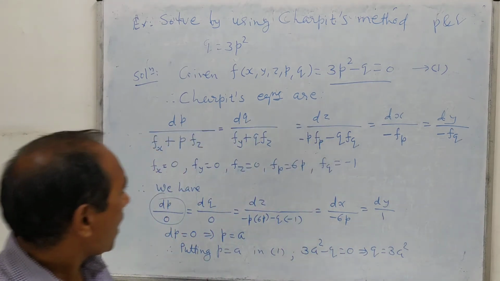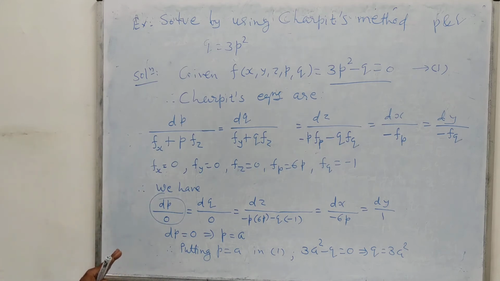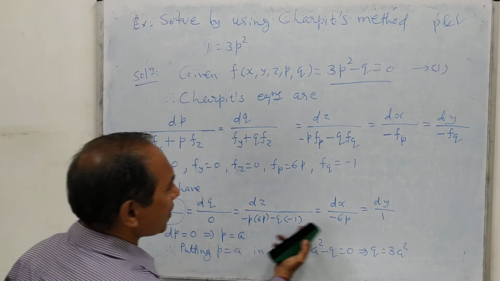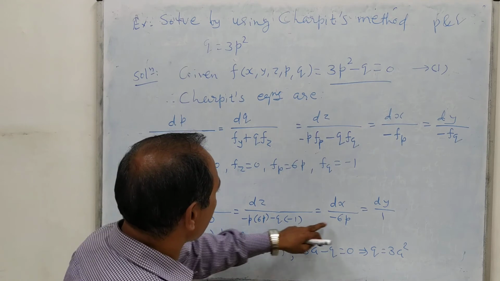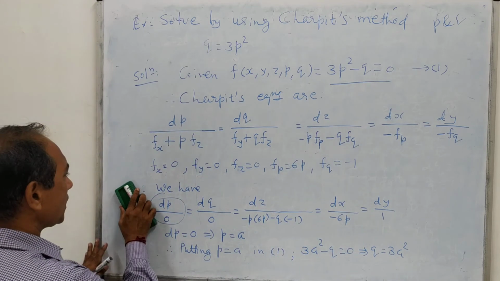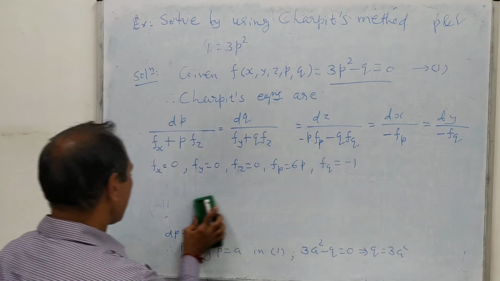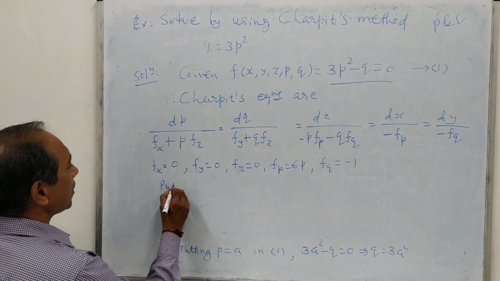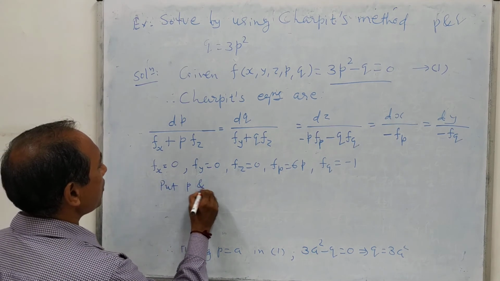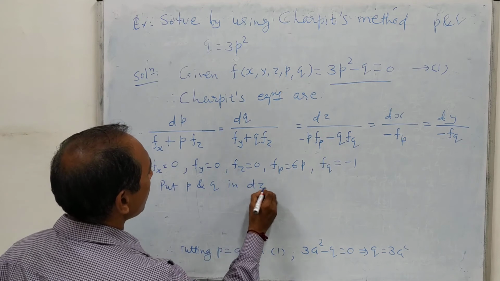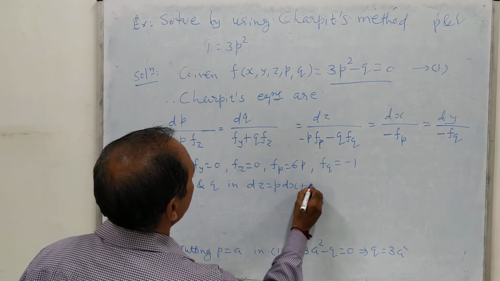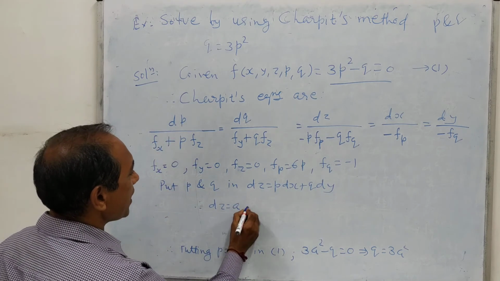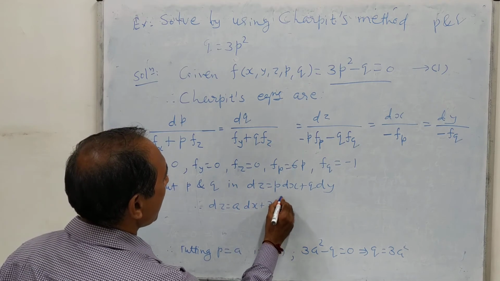So now, after this, what do we require? Because p and q have been obtained, you must have observed that we have not used these three equations, because they are not required. Simple equations we should consider. So then, put p and q in dz equal to p dx plus q dy. Therefore, what will we get? dz equal to p equal to a dx plus q equal to 3a square dy.